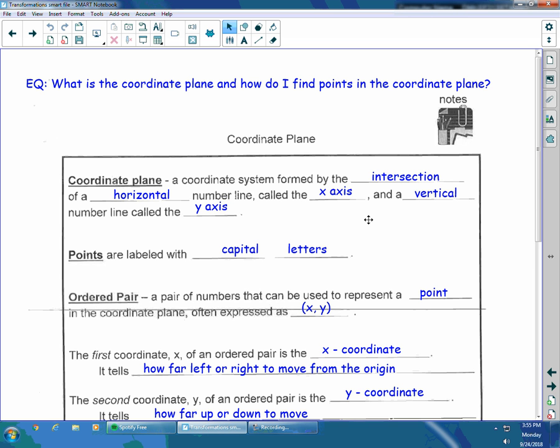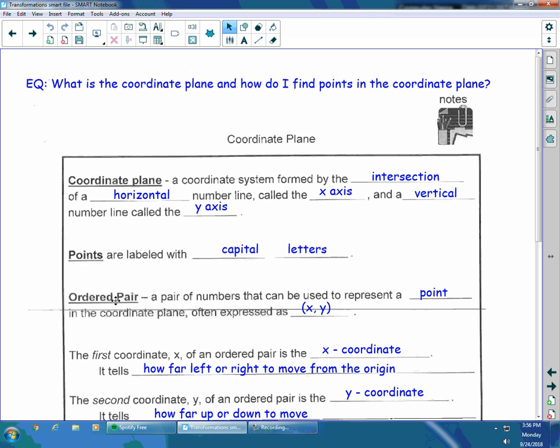into our geometry unit. So the coordinate plane is a coordinate system formed by the intersection of a horizontal number line called the x-axis and a vertical number line called the y-axis. Now hopefully you remember horizontal is like right left, like the horizon, and vertical is up down. Okay? So our up down axis is called the y-axis, our horizontal or right left axis is called the x-axis. Points are labeled with capital letters in a coordinate plane.